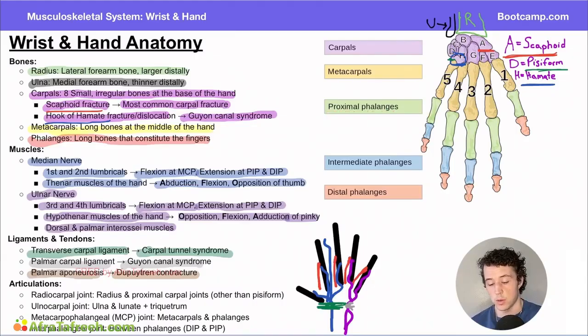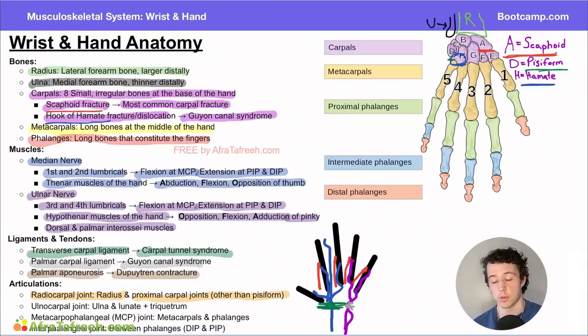So starting with the radiocarpal joint, this will be the radius meeting with the proximal carpal bones other than the pisiform. So which ones are those going to be? So A, the scaphoid, B, the lunate, and C, the triquetrum. The pisiform will not necessarily be a part of that radiocarpal joint.